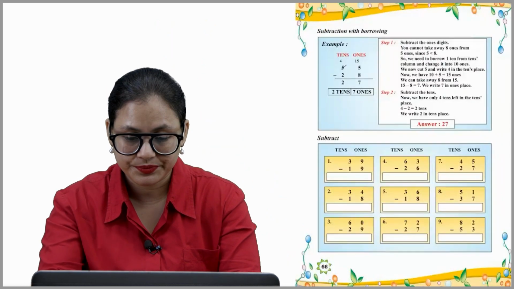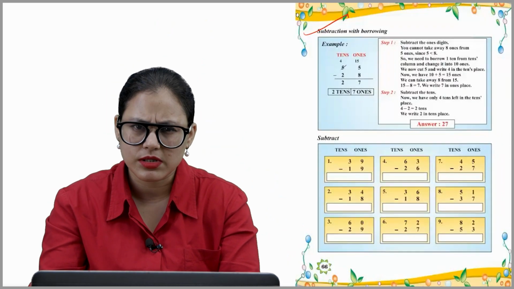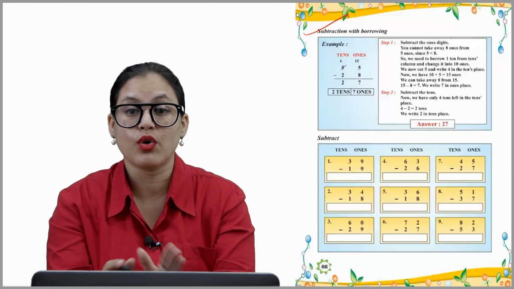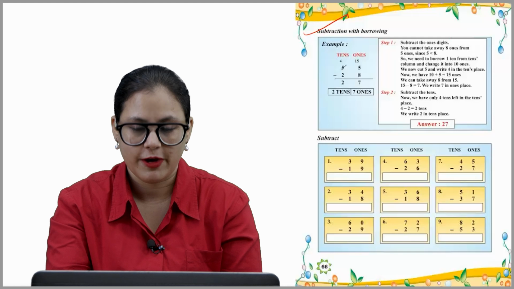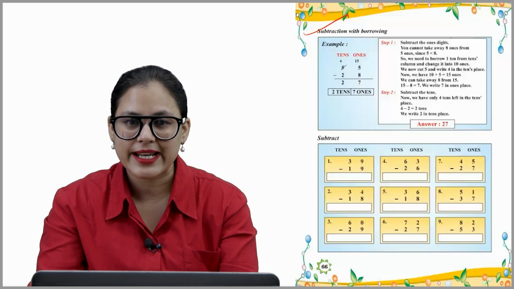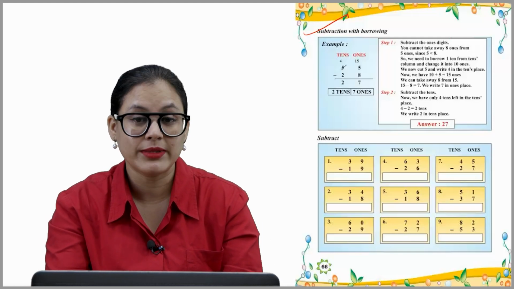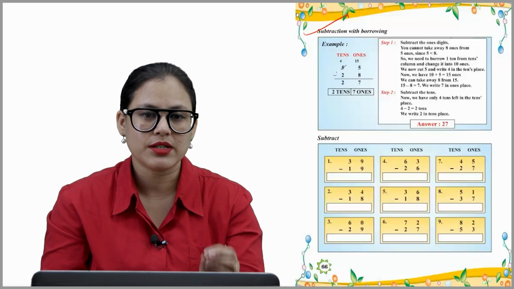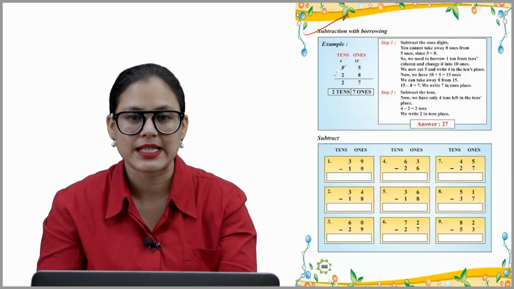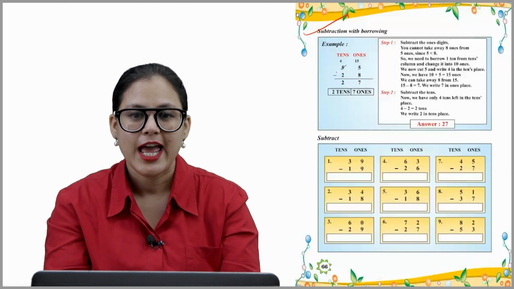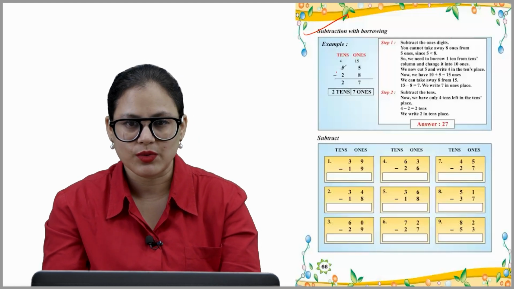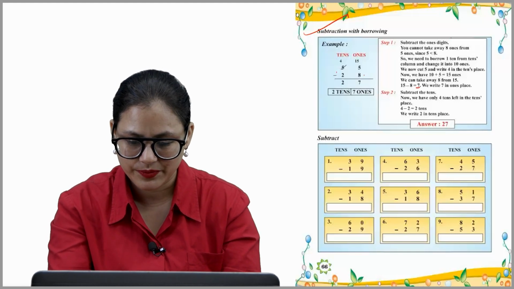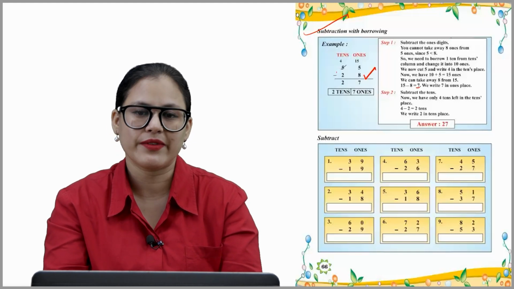Subtraction with borrowing. This is also similar. First, what will you do? Subtract the ones. Here, as you can see, you cannot take away 8 ones from 5 ones. Since 5 is less than 8, we need to borrow 1 ten from the tens column and change it to 10 ones. We now cut 5 and write 4 in the tens place here. Okay, now we have 10 plus 5 is equal to 15 ones. We can take away 8 from 15. So 15 minus 8 is 7. We write 7 in the ones place.